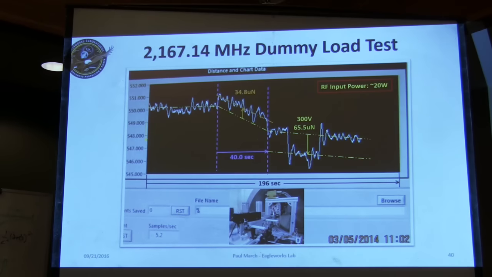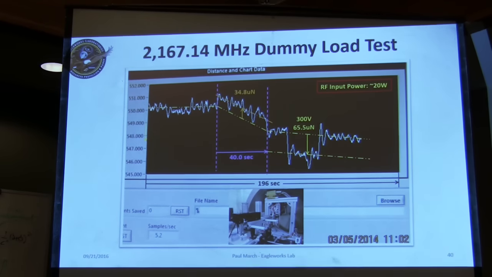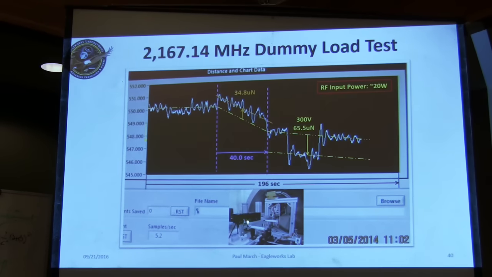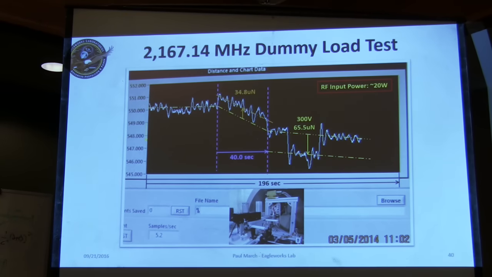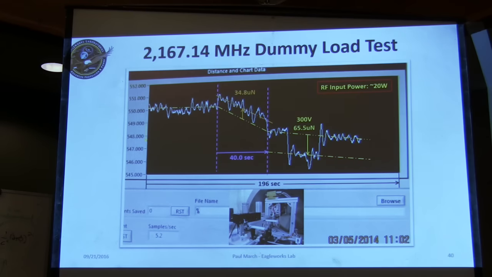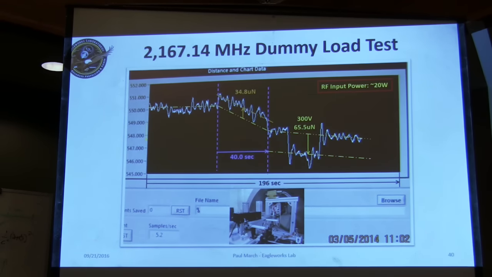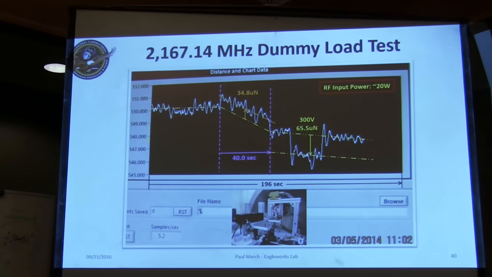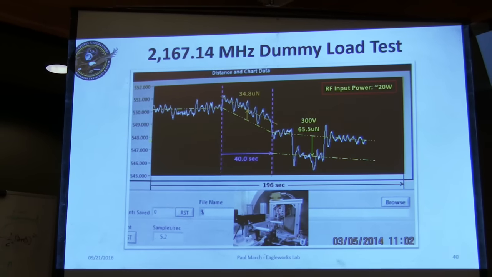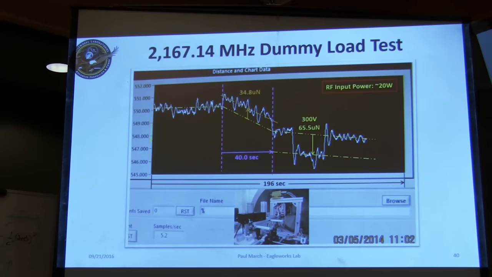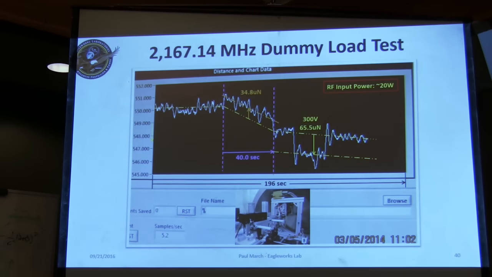So it's just a matter of doing a cal run with an RF dummy load that will show you, okay, in this particular wiring, every time you change the wiring configuration, you have to redo this. And you have to verify what your extraneous forces due to Lorentz forces are with the Earth's magnetic field. And in this case, it was 34 micronewtons or 35.